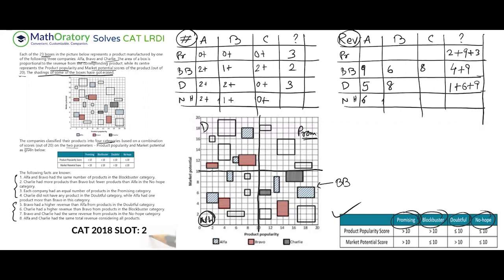Bravo has just 1 product, and that is 4 square units. And the missing ones are, this is 3 square units. And these are 1 each. So we have 1 plus 1 plus 3. So these are the revenues.